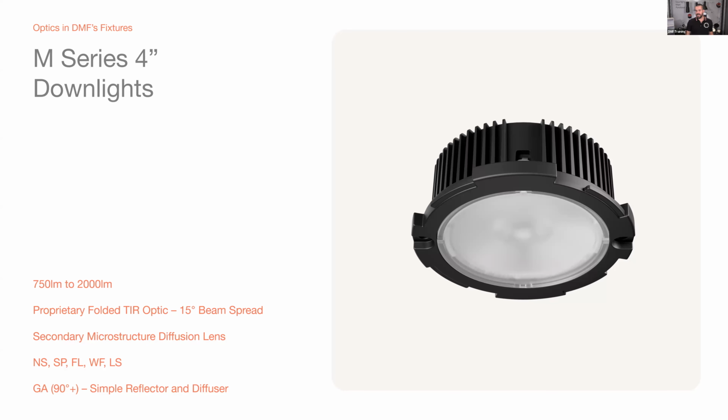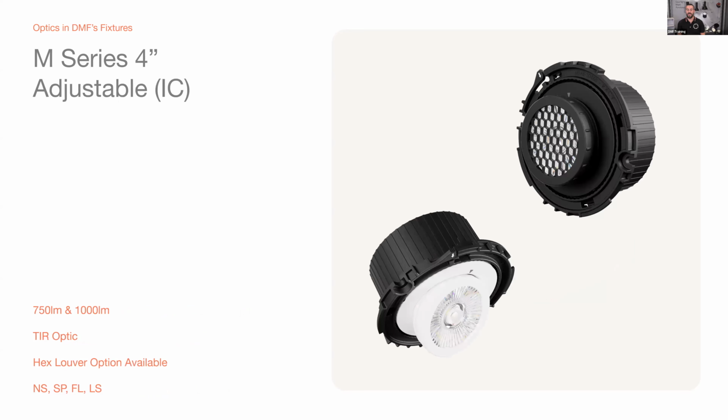The next set of fixtures in the family is going to be the IC rated adjustable. This is pretty similar, although we moved down to a pretty small size here. So we have a smaller lens in the front, and this is simply just a TIR optic. I mentioned we often use additional films or things like that. In this case, this is one instance where we have just a TIR optic.